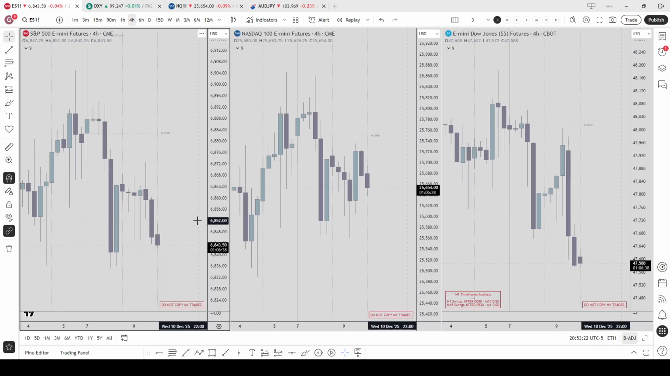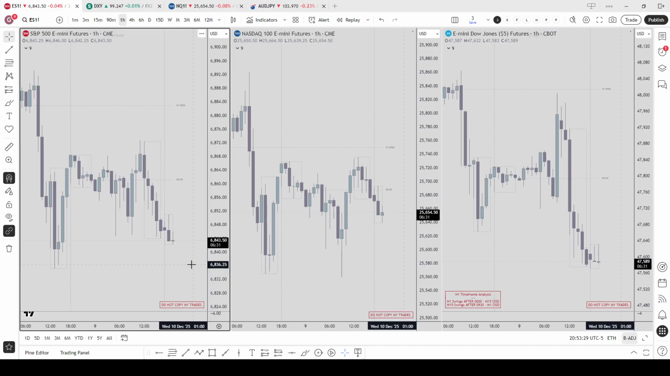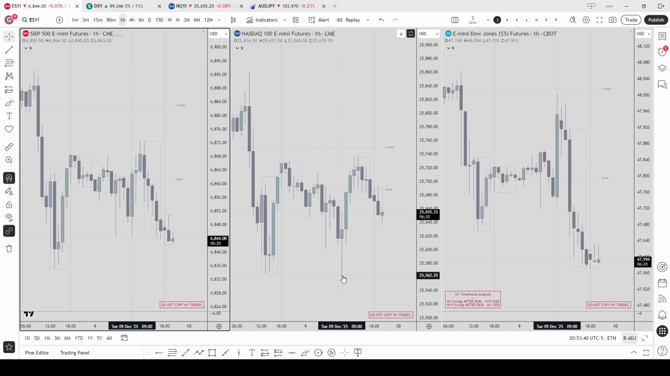With that said, dropping down into the 1 hour, we would be looking for CISD on the 1 hour. For ES, it has already printed the CISD with the previous candle's close. Nasdaq is still pretty far away, and even if it prints the CISD, it's going to be way down here.